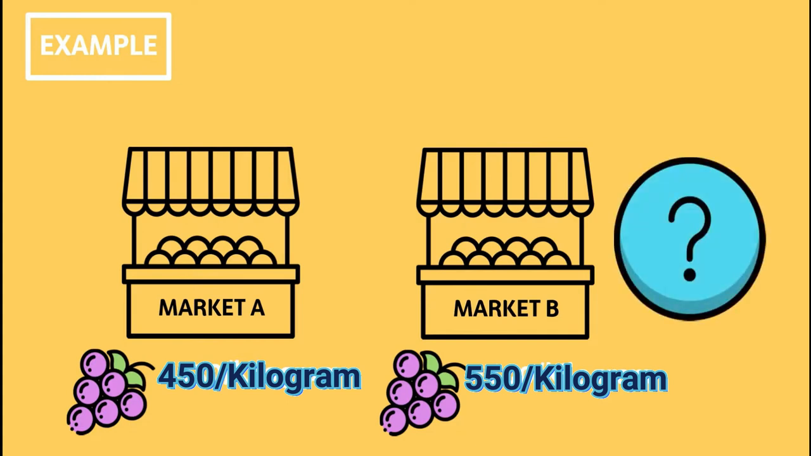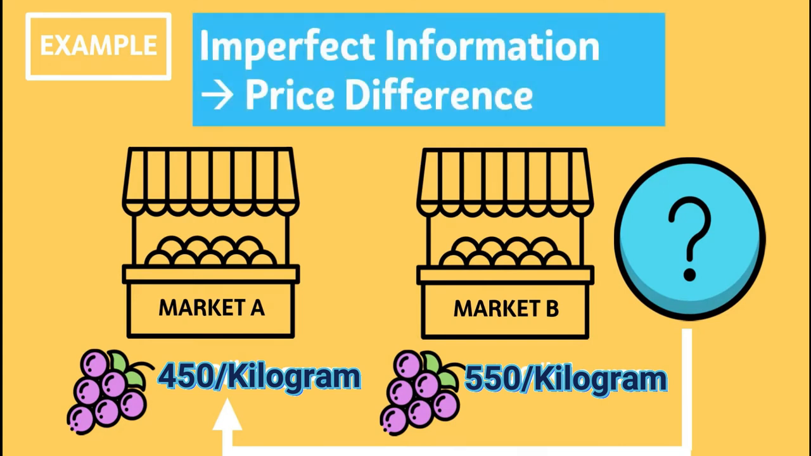However, most people buying berries in Market B, hindi nila alam mas makakabili sila ng berries sa mas murang presyo sa Market A. Kung alam nila, syempre pupunta ang mga tao sa Market A para bumili ng mas murang berries. The difference in prices is because of imperfect information.